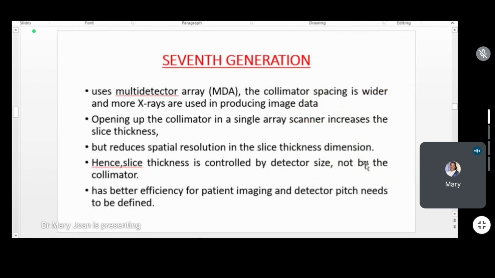Coming to the 7th generation, this uses a multi-detector array. The collimator spacing is wider and more X-rays are used in producing image data. Opening up the collimator in a single array scanner increases the slice thickness but reduces spatial resolution in the slice thickness dimension. Hence, slice thickness is controlled by detector size, not by the collimator. It has better efficiency for patient imaging, and detector pitch needs to be defined. So we will discuss these parameters.